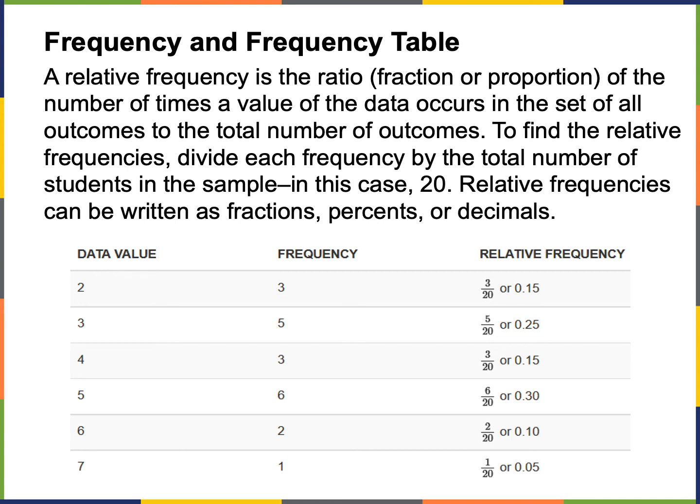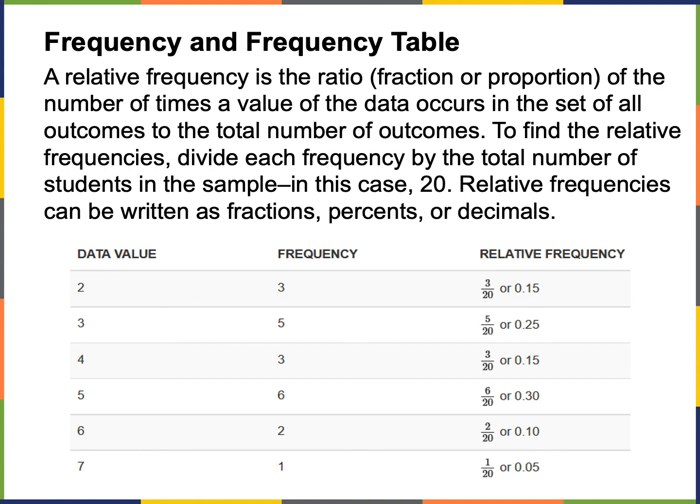And then data value 3 occurs 5 times out of 20, so 5 out of 20, 1/4 of the entire data is 3. Since 3 occurs 5 times, the relative frequency is 5 out of 20. And so on. You can express it as a decimal or as a fraction.